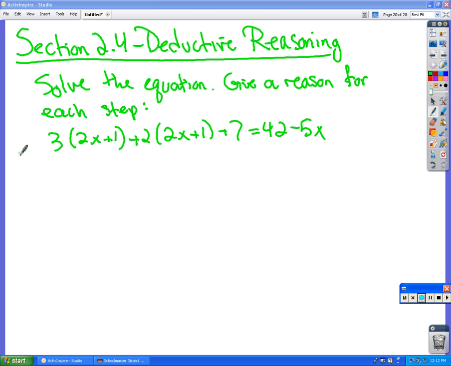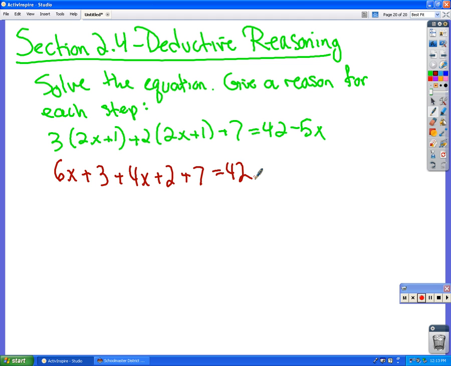So, for example, if I asked you to solve this equation, what is the first step that you would do, Riley? Distribute. Okay, so I would distribute. So I would change this into 6x plus 3 plus, you want to distribute here also? Yeah, 4x plus 2. Nice. 4x plus 2 plus 7 equals 42 minus 5x. And the way that I know that that is true is from what he said. That is using something called the distributive property. Okay, so the distributive property allows me to go from this step here to this step right here.